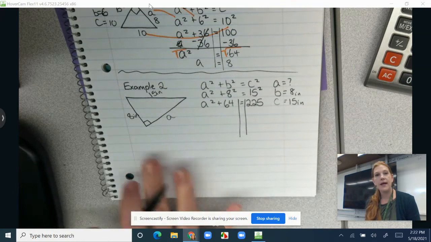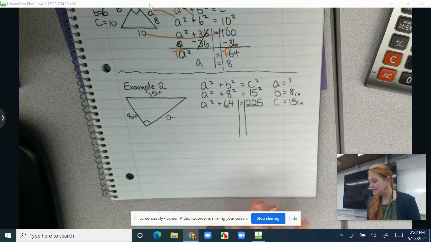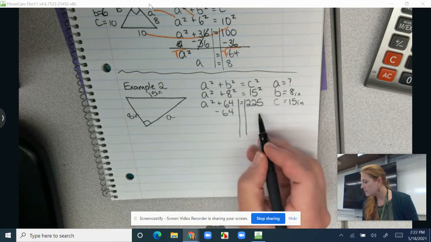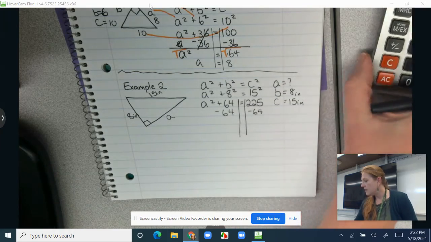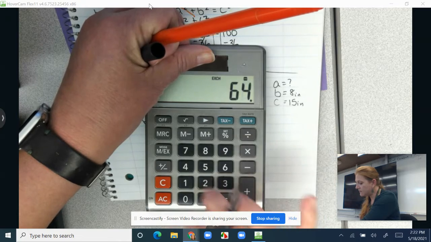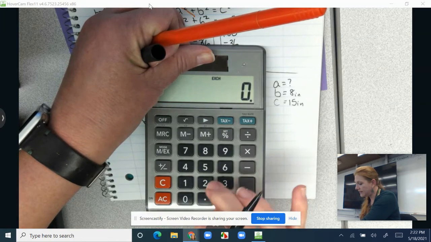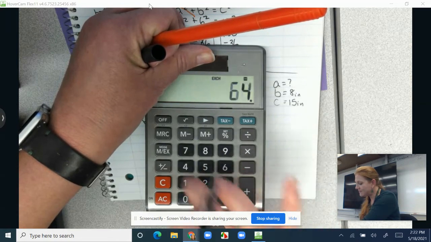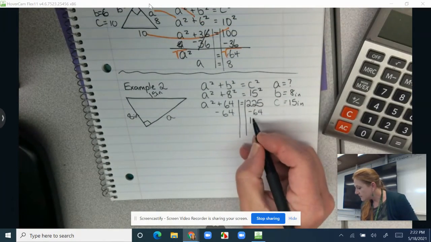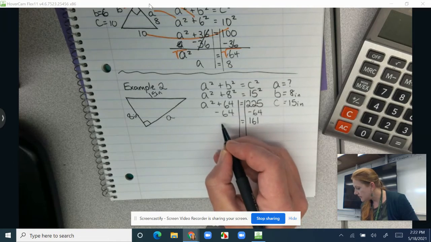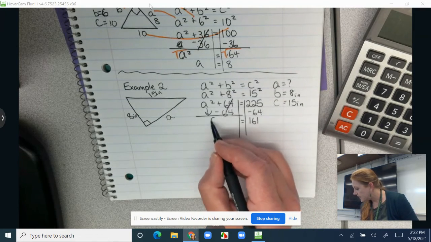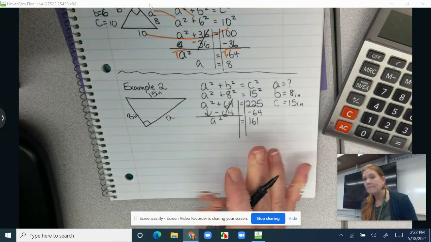We're just going to do our simple algebra now to find out what that side is, that A is. Which means to get rid of that 64, I'm going to subtract 64 from both sides. I'm going to use my calculator. 225 minus 64 is, no, that's not right. 225 minus 64 is 161. So this is 161 equals A squared. This went away, right? That went bloop. So all I have to do is carry down this A squared equals 161.